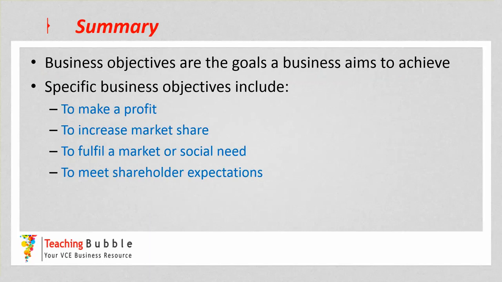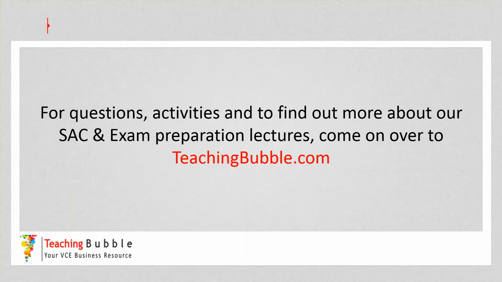So just to summarize, business objectives are the goals a business aims to achieve. Specific business objectives include making a profit, increasing market share, fulfilling a market or a social need, and meeting the expectations of shareholders. They're the ones listed in our study design. Obviously, there are many more than those, which you're more than welcome to use, but it's important that you definitely know those four.